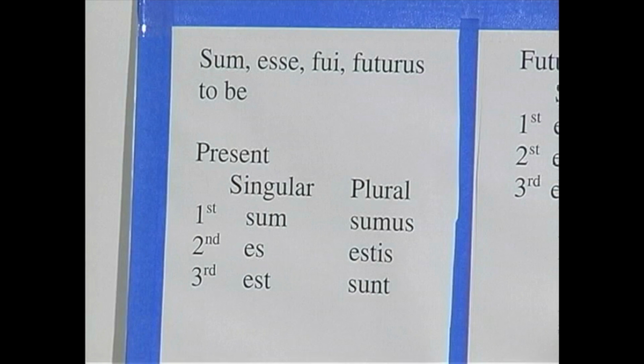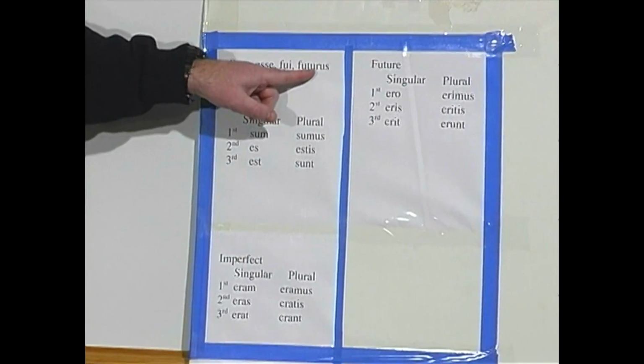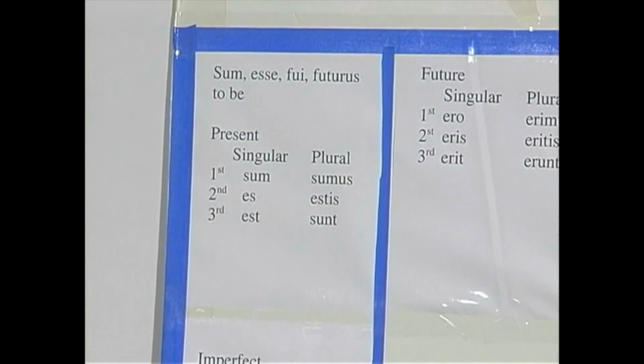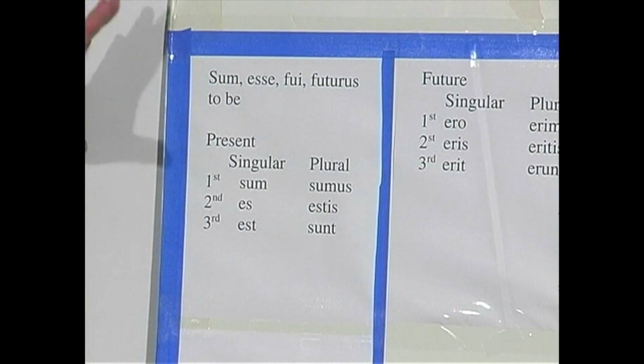Sum, esse, fui, futurus. This is the verb to be with its principal parts. Sum is the first principal part. This translates I am. Esse is the second principal part. That's the infinitive, to be. Fui, the third principal part, is the perfect active indicative first singular, I was or I have been. And futurus, the fourth principal part, in the case of this verb, is the future active participle. Normally, the fourth principal part is the perfect passive participle. But this is a basic verb. It's essential to memorize the conjugation of sum in the present, future, and imperfect.